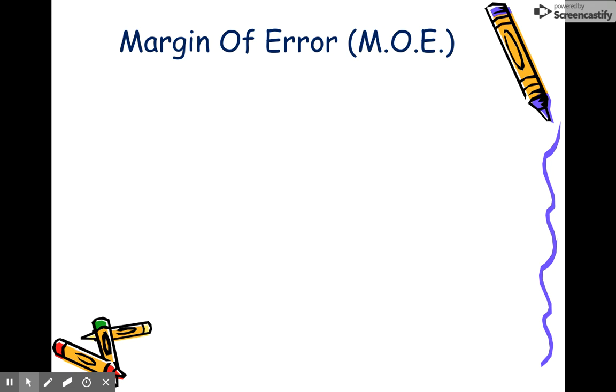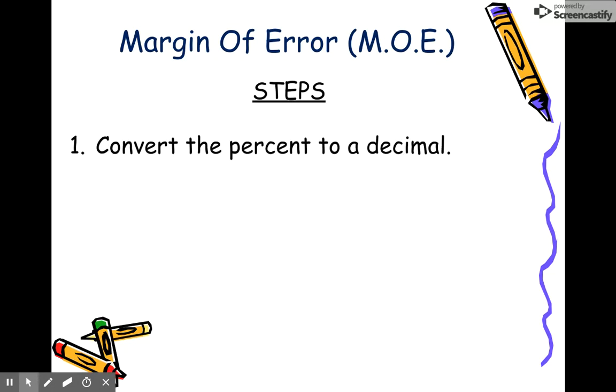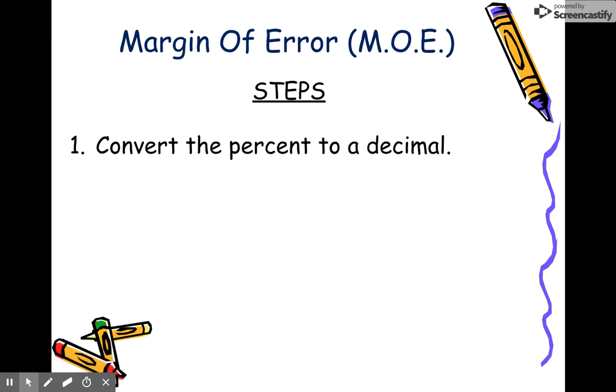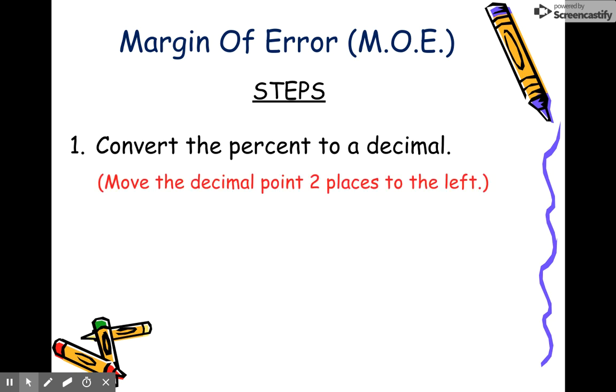So in order to calculate the margin of error, the first thing we're going to do is convert the percent to a decimal. They'll give you what they want you to calculate in the form of a percent, and you're going to convert that to a decimal. When you convert to a decimal, you're really just moving the decimal two places to the left. We'll look at that in a second.